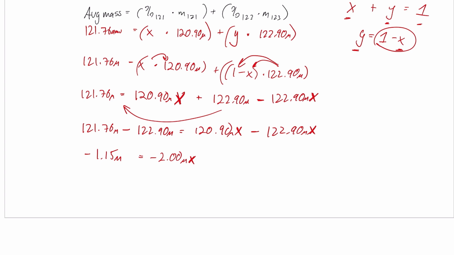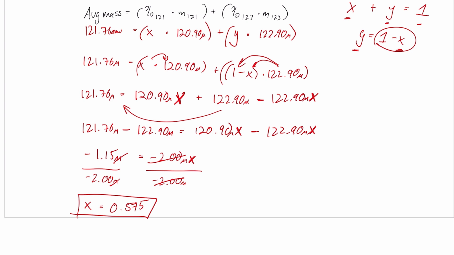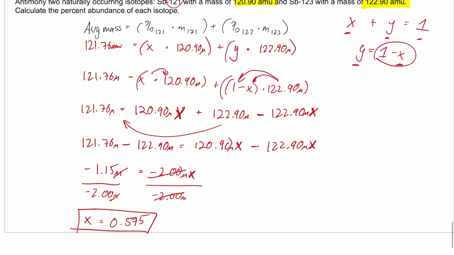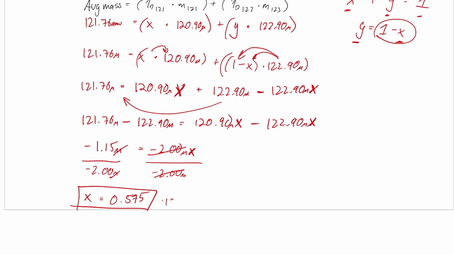To isolate X, we need to divide both sides by this value, negative 2.00 mu. The units will cancel out, and we get a ratio here. X is going to be equal to 0.75. There we go. That is the decimal value for the percent of 121, as we assigned X to the 121. If we want to convert that into a percentage, we multiply by 100, and X is going to be equal to 57.5%. That's the abundance for X.